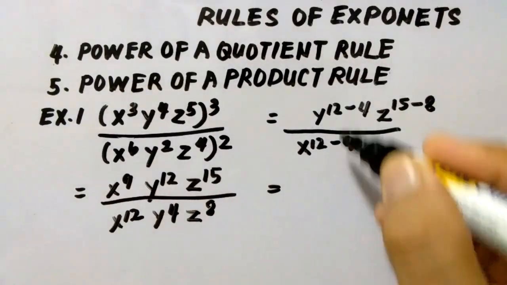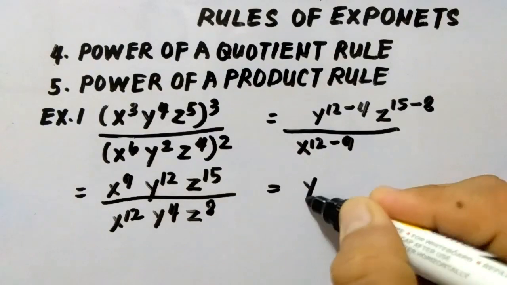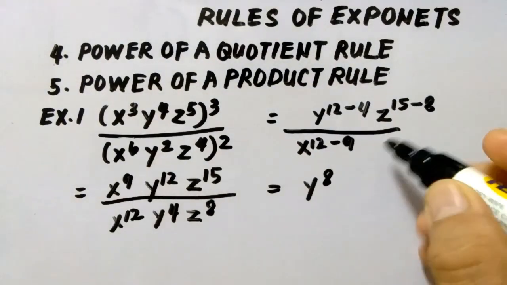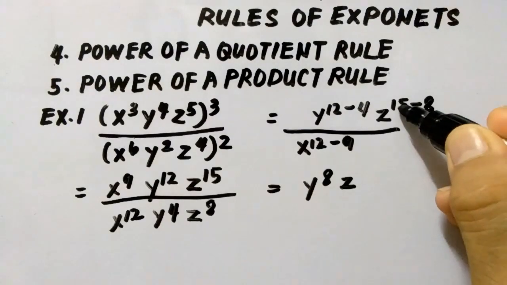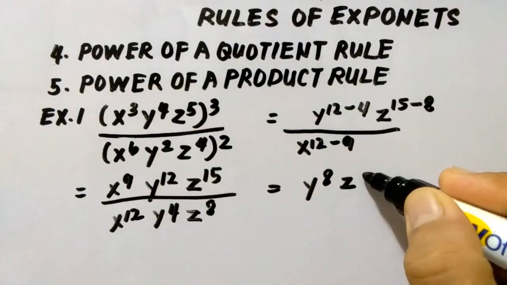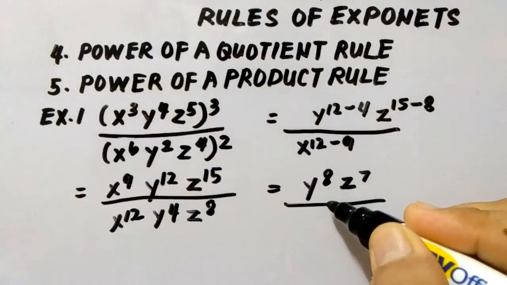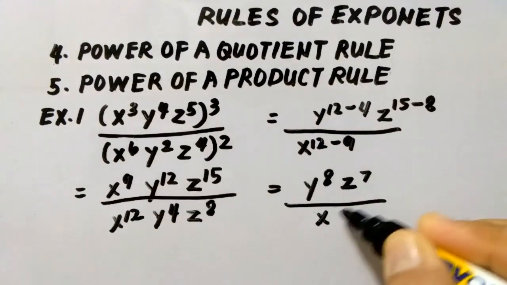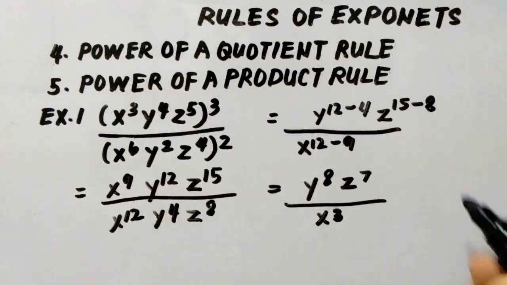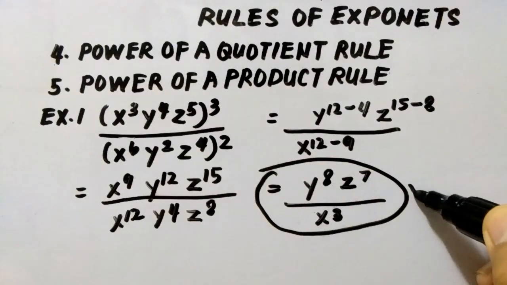Equals, y to the 12 minus 4 is y to the 8. Then, z to the 15 minus 8 is 7. Z to the 7 over. 12 minus 9 is 3. X cubed. So, ito na po ang ating sagot.